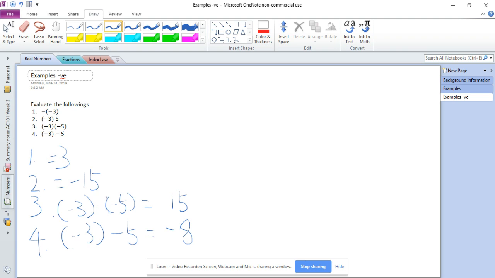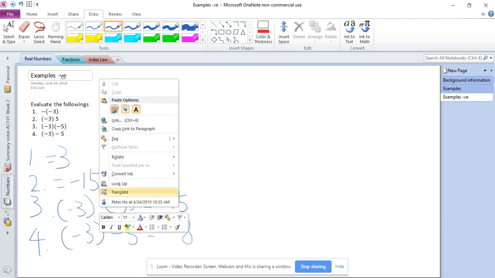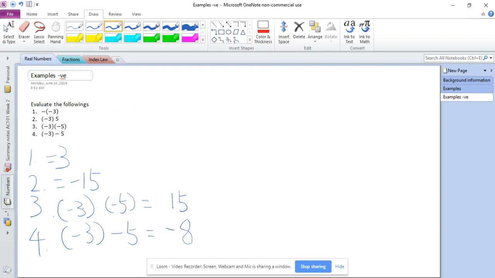For example 3, here I have a bracket. If I have a bracket, that means here actually is the multiplication. So minus 3 times minus 5. In example 4, I don't have the bracket here. That means minus 3 take away 5. So minus 3 subtract 5, which is minus 8. So you can see sometimes using a bracket is very important. If you use a bracket in an inappropriate way, your result will be very different.